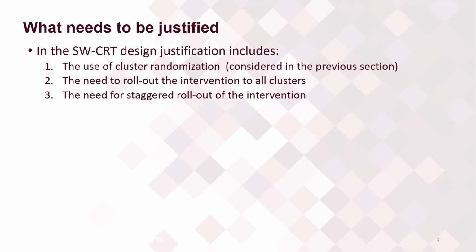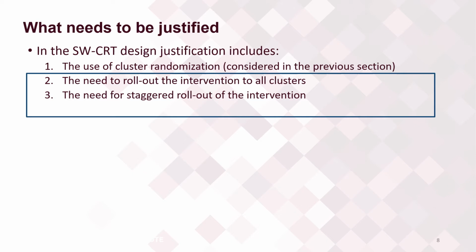So what needs to be justified if we're running a stepped wedge design? First of all, we need to justify the use of cluster randomization, which we've considered in some detail in previous sections. But we also need to justify the need to roll out the intervention to all clusters. Why do all clusters need to be exposed to the intervention? And the need for the staggered rollout of the intervention. Why is it not possible that we can give the intervention to half of the clusters at the same point in time? And we're going to look at these two aspects in more detail here because we've already looked at the justification for using cluster randomization in previous sections.